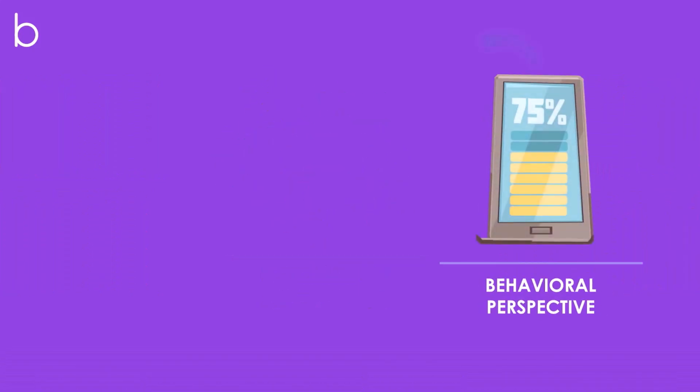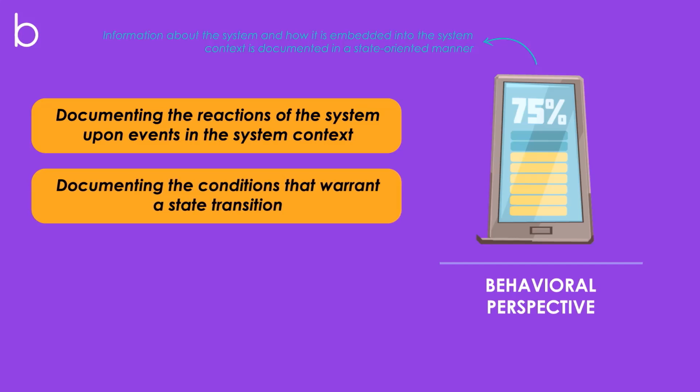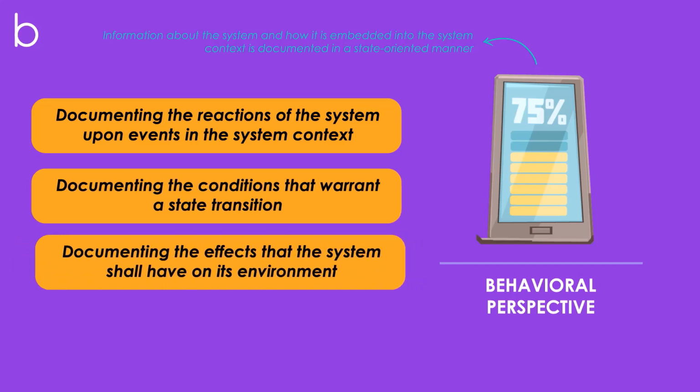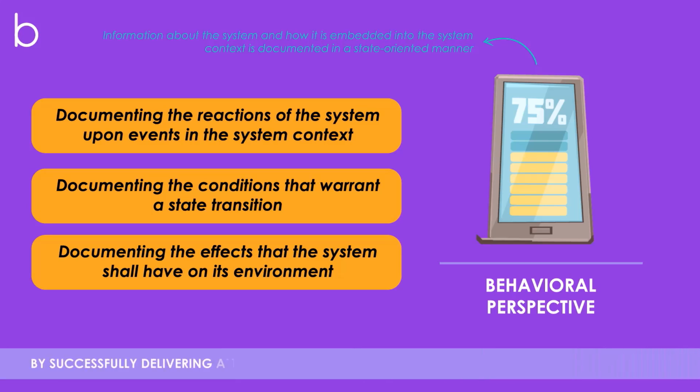From the behavioral perspective, information about the system and how it is embedded into the system context is documented in a state-oriented manner. It can be done by documenting the reactions of the system upon events in the system context, the conditions that warrant a state transition, the effects that the system shall have on its environment, such as the effects of the system analyzed, represent events in the system context of a different system. For instance, by successfully delivering an order, the item status should be changed to the delivered state.